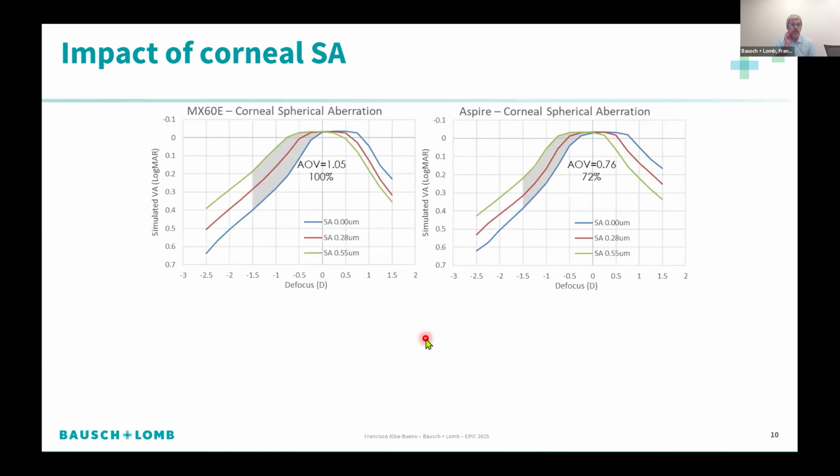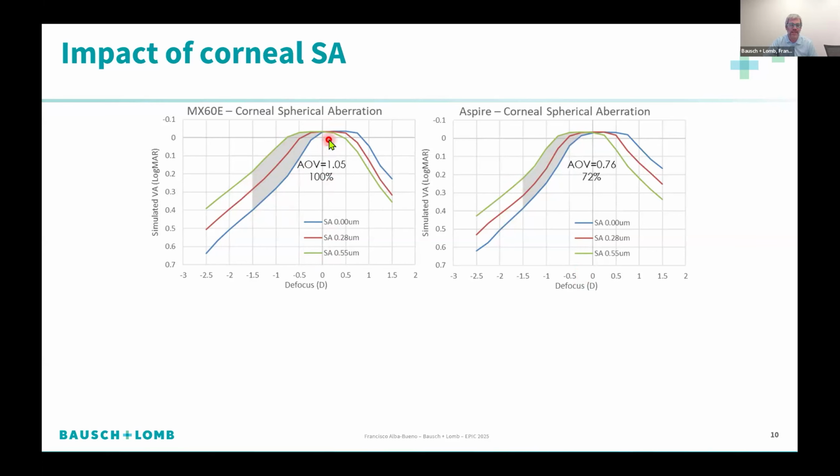What was really surprising is that when we changed the conic constant to induce several amounts of spherical aberration on the IOLs, we observed that the area of variability, that is the area between the extremes of the spherical aberration, between 0 and 0.55, is higher with the standard monofocal than with the new monofocal or enhanced monofocal here.